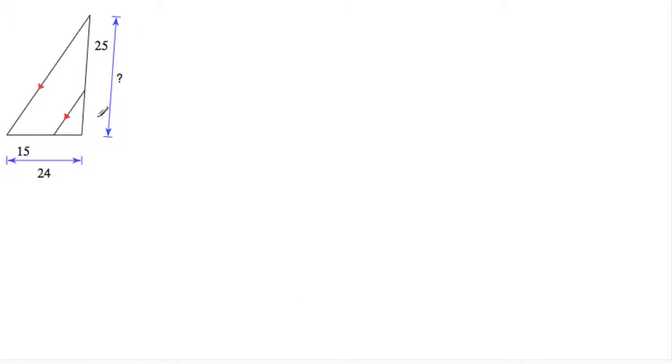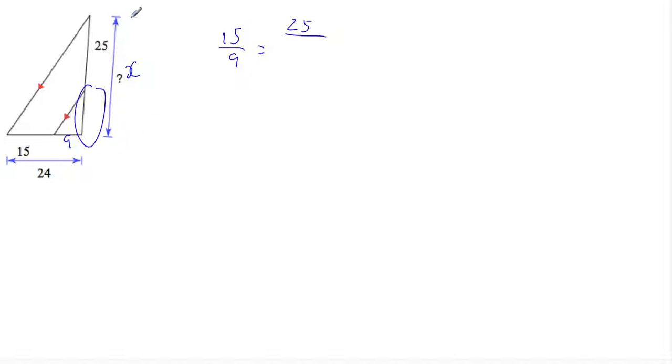One quick note, sometimes you may have a triangle like this. And so this whole large side, that's the unknown x. So we have to figure out what we're going to set up. Well, this segment here is 9 because the whole side is 24. This segment is 15, so 24 minus 15 is 9. So we can say 15 to 9 equals 25 to this distance here. Well, what is that distance? It's not x, because x is the whole side.